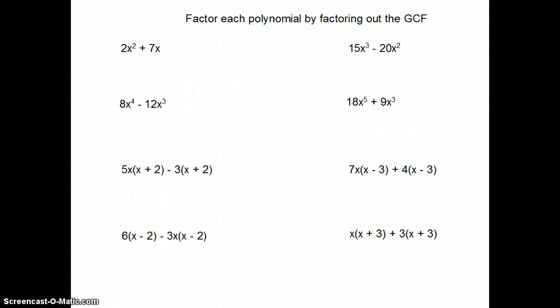Now let's go ahead and recap for a moment, factoring out a greatest common factor from each of the given polynomials. For the first, looking at 2x squared and 7x, I see that they both have an x in common, so I'm going to take out an x. I am unable to take out any coefficient because 2 and 7 do not have any common factors. So I simply take out an x.